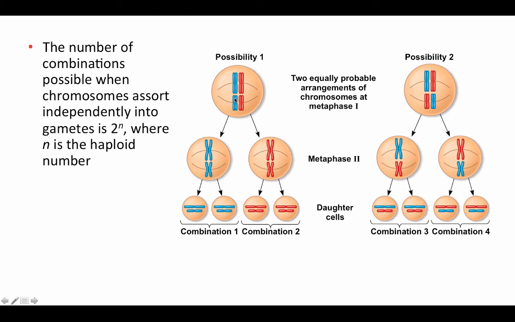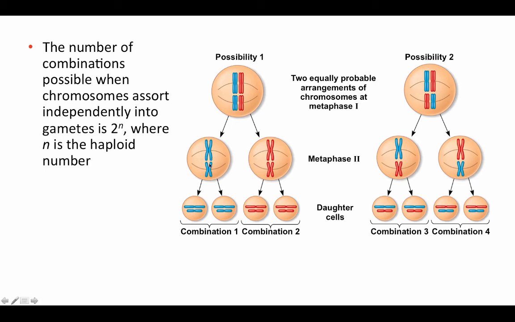So if we look at these 2 possibilities of the different ways these can line up during meiosis 1, the number of combinations possible when chromosomes assort independently into gametes is 2^n, where n is the haploid number. So here we have a haploid number of 2. We have 2 different chromosomes. And so the 2 different ways these can line up is paternal with paternal and maternal with maternal, or paternal with maternal, and vice versa. So these are only 2 possibilities, and they're equally probable when you have a haploid number of 2.